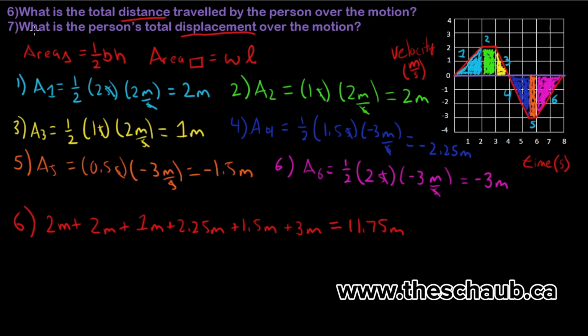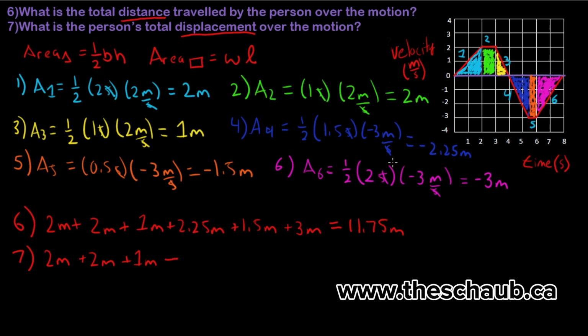For question 7, we calculate what is the person's total displacement over the motion. So for question 7, first they travel positive 2 meters, or 2 meters in the positive direction. Then they travel another 2 meters in the positive direction in segment 2. In segment 3, which is our yellow segment here, they travel another 1 meter in the positive direction. Then we flip below the 0 line here. So now we're traveling in the negative direction.